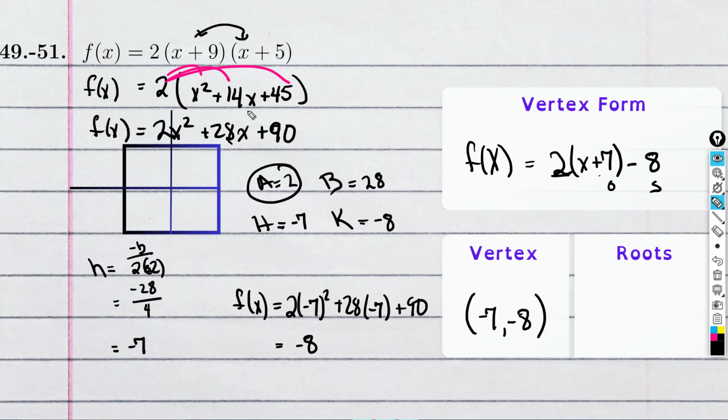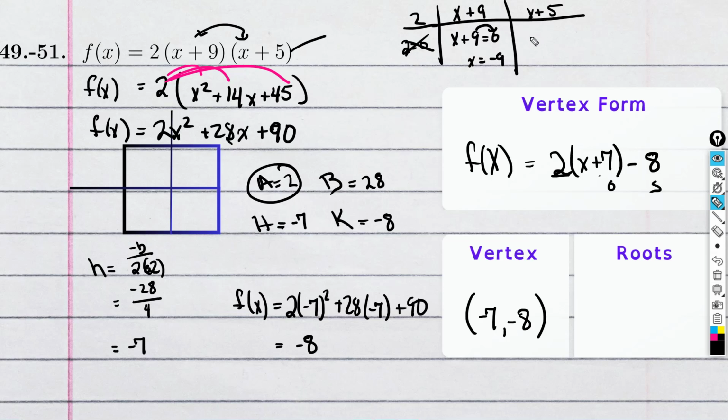Now our roots come from what we originally had, and that's where you did the chart with each of your factors. And so this time we had 2, x plus 9, and x plus 5 as our three factors. 2 equals 0, can't happen. x plus 9 equals 0. So x is equal to, move the 9 to the right, negative 9. x plus 5 is equal to 0. Move the 5 to the right. x is equal to negative 5. So my two roots are when x is equal to negative 9 and negative 5.